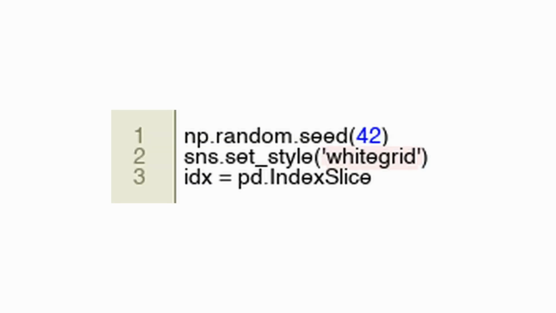This code starts by initializing a consistent random number sequence, so you get the same results every time it's run. It then chooses a clean, grid-style look for the graph. After that, it uses a special function, pd.IndexSlice, to easily work with complex data tables, getting them ready for use in training a neural network.